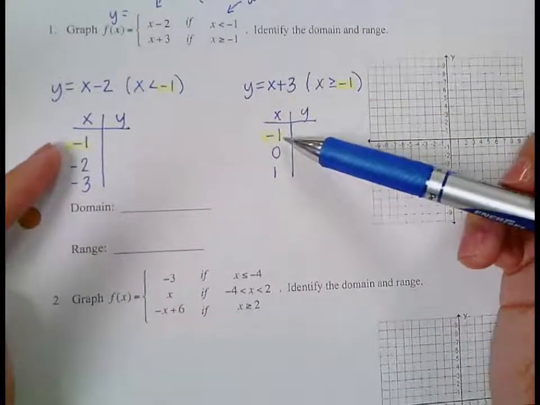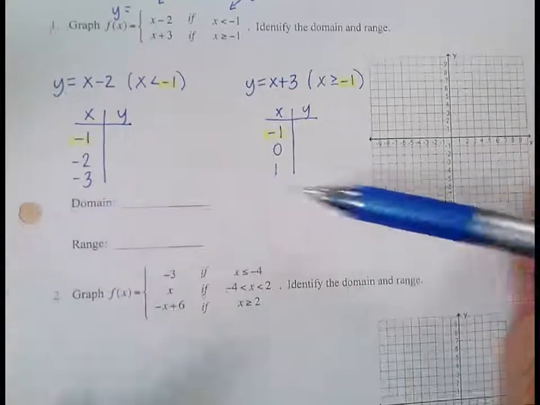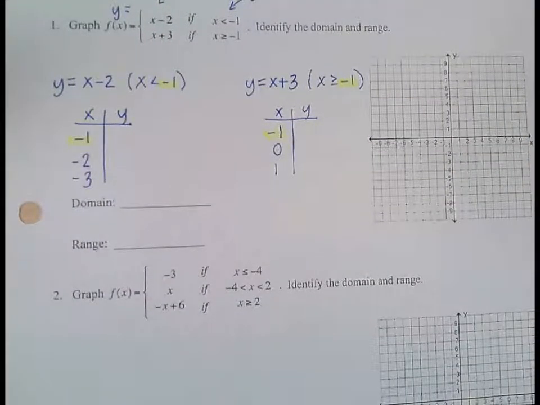So they share the x value -1. All of the other x values between the tables should be different. They should not be shared.